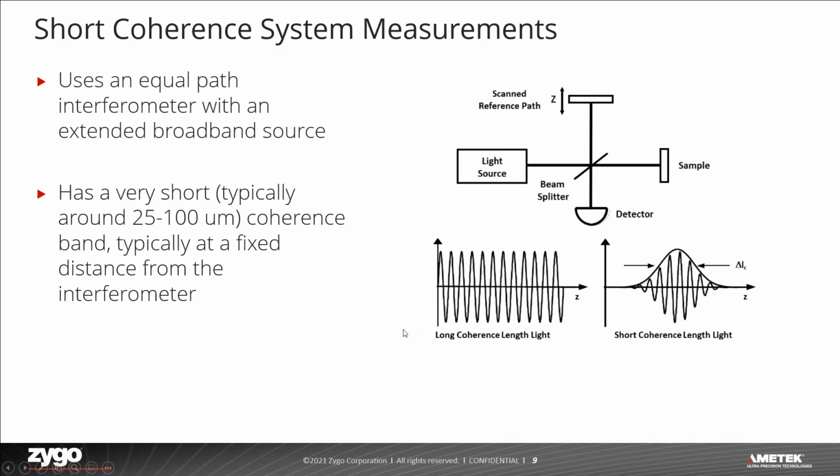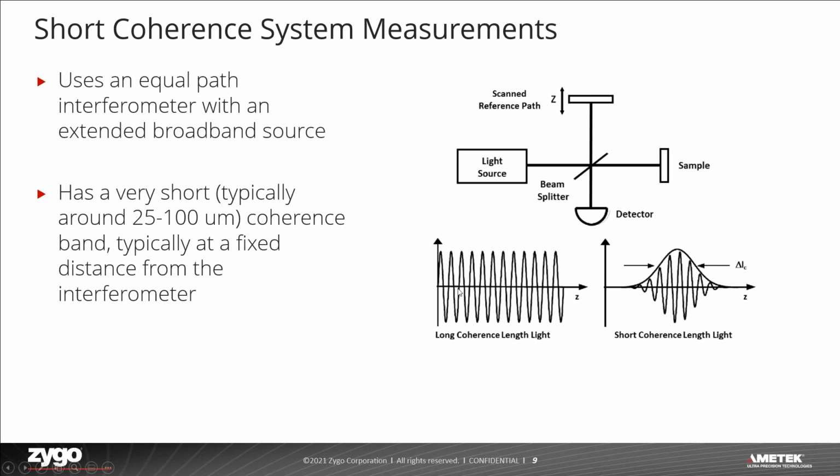One common solution for this type of problem is to use a short coherent system to make measurements. These typically use an equal path interferometer with an extended broadband source. Short coherent systems typically have a very short, around 25 to 100 micron coherence band, usually a fixed distance from the interferometer. The way this works is with a traditional long coherent system, you get interference at any point in front of the interferometer. But with a short coherent system, you're only going to get an interference signal at a set distance, small window, at a certain point away from the interferometer during your coherence band.